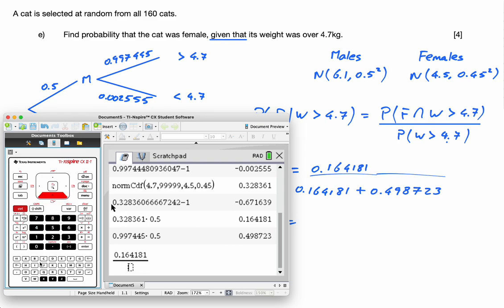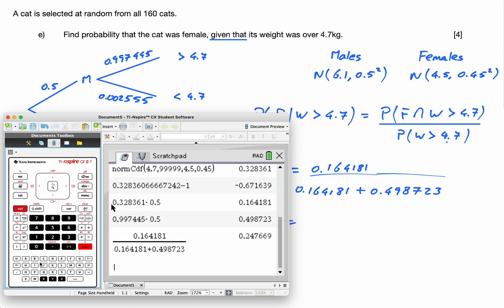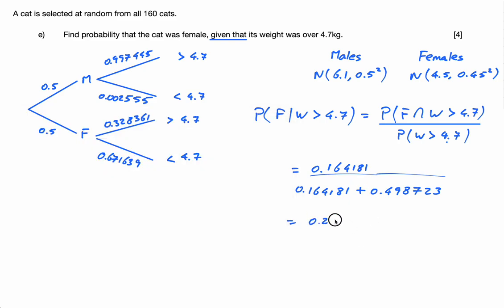0.164181 over 0.164181 plus 0.498723. Press enter and I get 0.247669. Okay, that's it. That's the probability that the cat was female given that its weight was over 4.7.